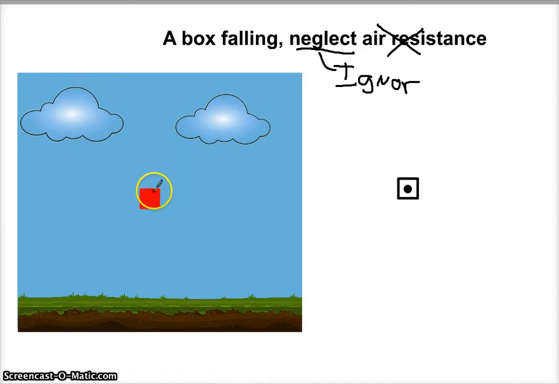So let's think about our box. Our box is falling to the ground, and the force that's causing it to accelerate towards the ground is the force of gravity. So we draw an arrow going down on our box, and then we label it F for force and gravity, G-R-A-V for short. And so in this situation, all we have is one arrow going down, and we label it force of gravity.